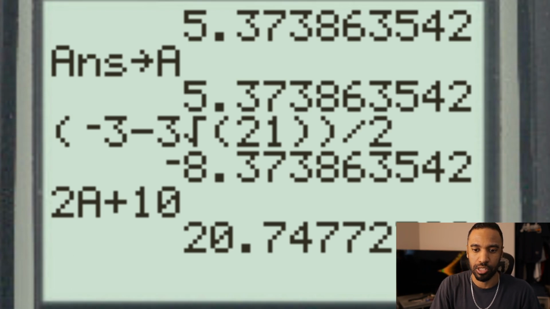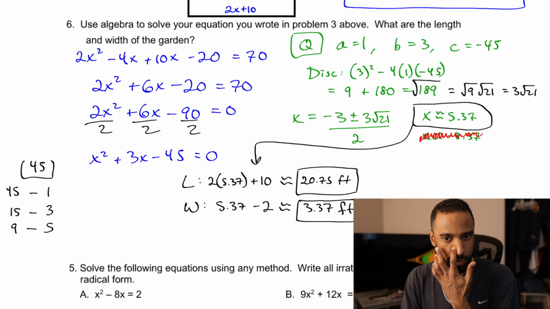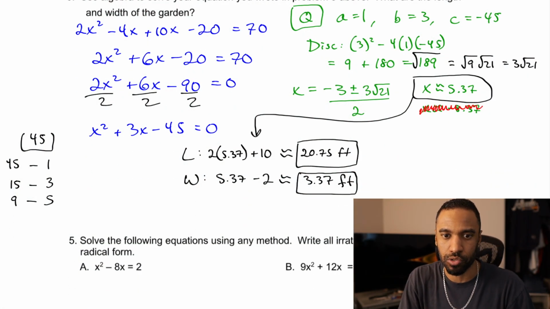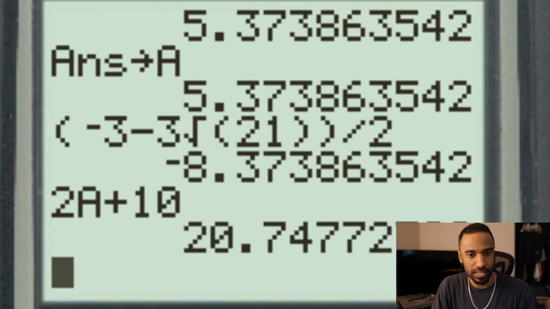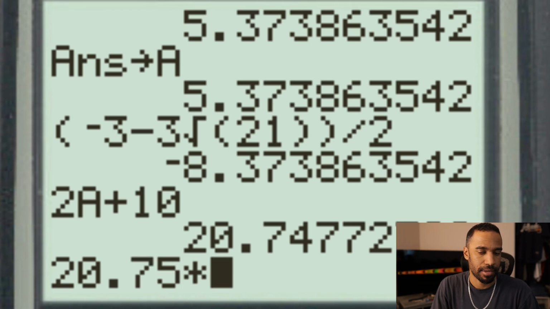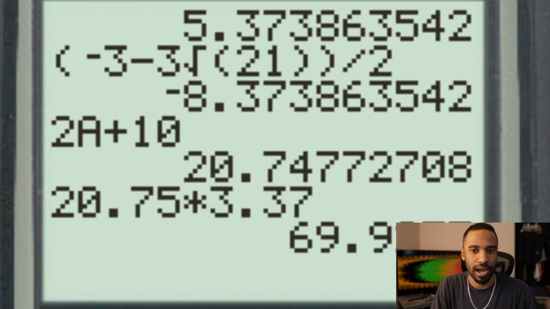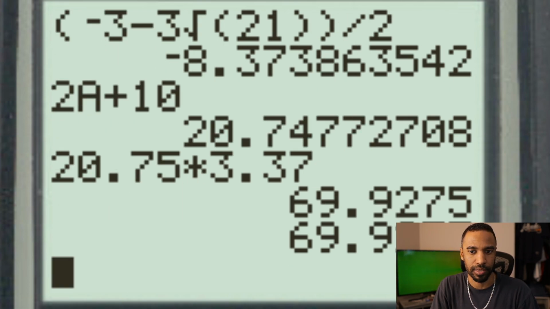So first of all, here are my two answers. All right, 20.75 and 3.37 feet. Those are my length and width. Now, those are approximated. If I go back to the graphing calculator, let's say that I did 20.75 times 3.37. They'll be really close to 70, but they're not quite exact. 69.9275, you can see right there.